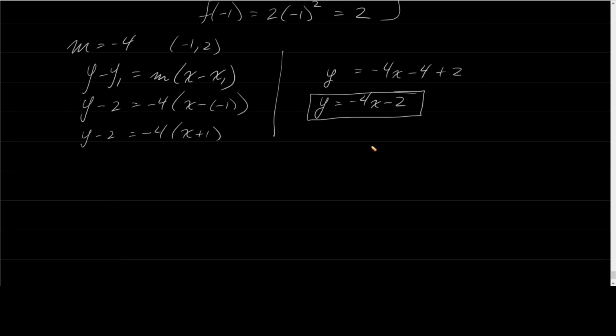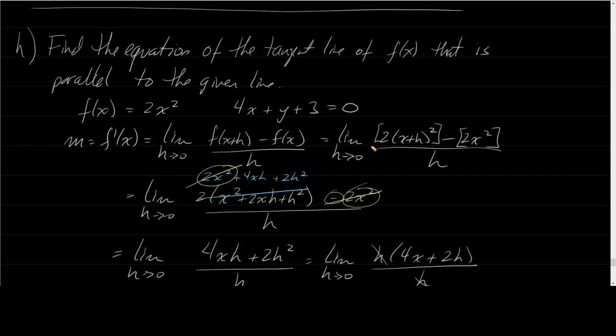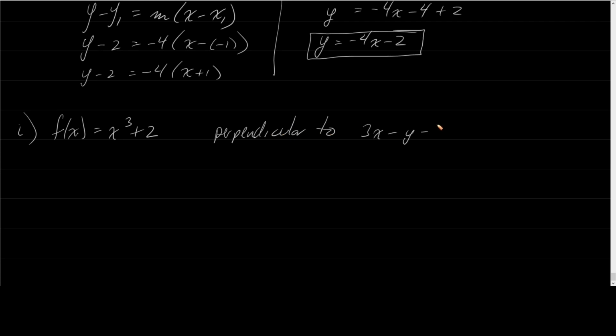All right, next one. So what letter was that? H. So here's example I. Let's say that we had f of x being x cubed plus 2, and we want it to be perpendicular to the equation 3x minus y minus 4 is equal to 0.